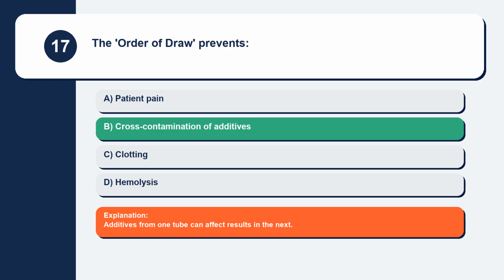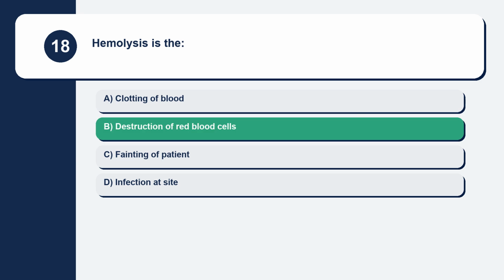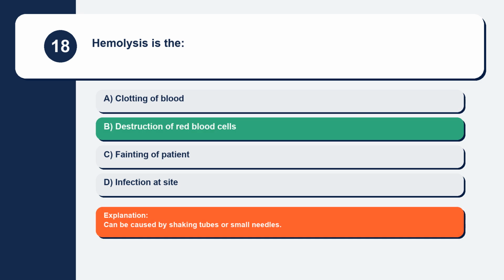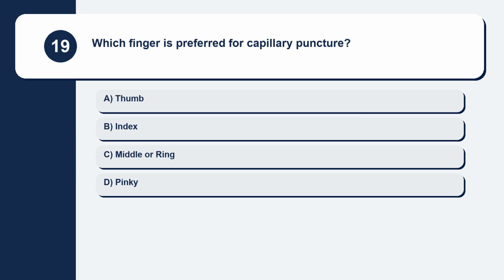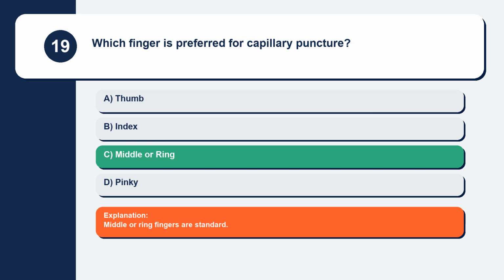Question 18. Hemolysis is: the clotting of blood, destruction of red blood cells, fainting of patient, infection at site. Can be caused by shaking tubes or small needles. Question 19. Which finger is preferred for capillary puncture? Thumb, index, middle or ring, pinky. Middle or ring fingers are standard.